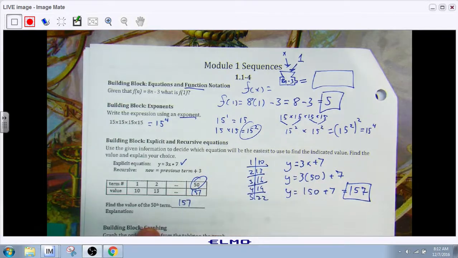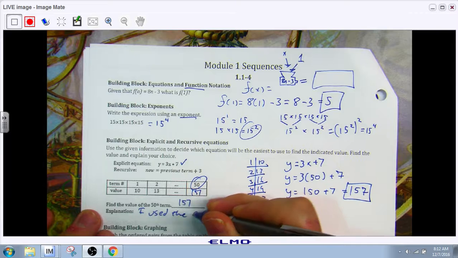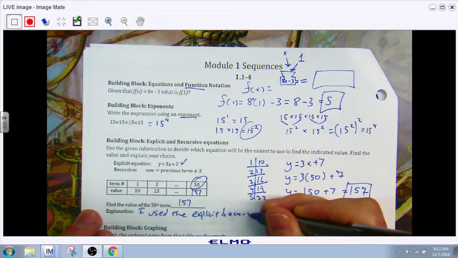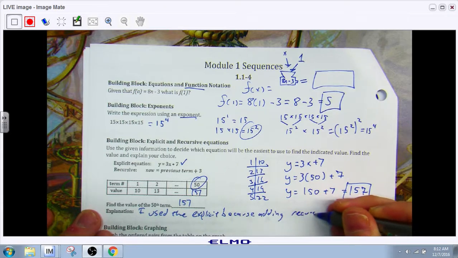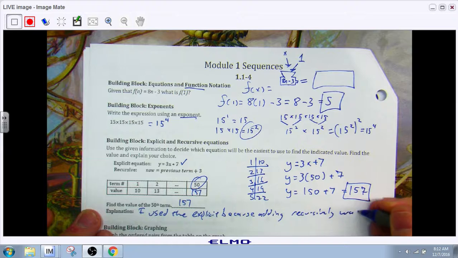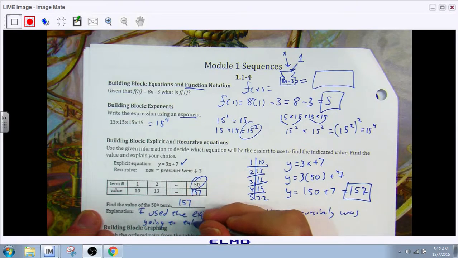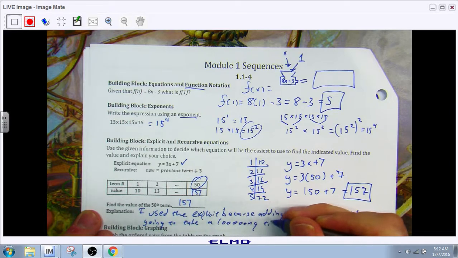An explanation, how did I do this? I used the explicit equation because adding recursively was going to take a long time.